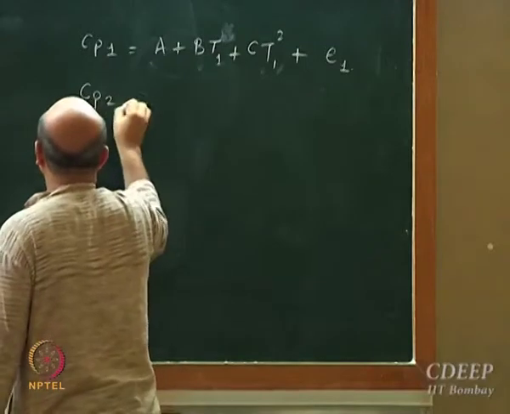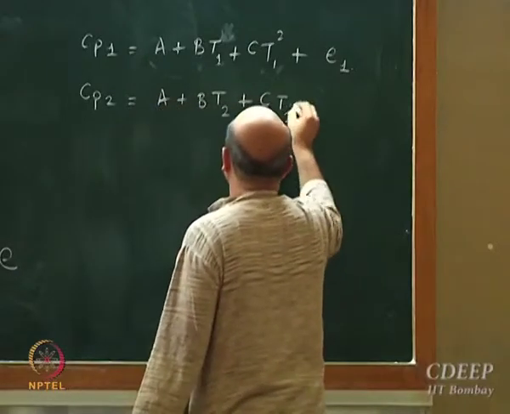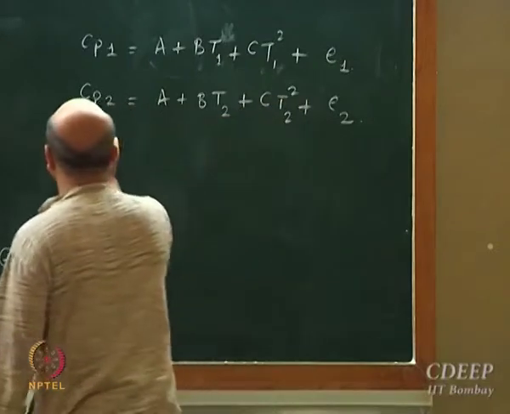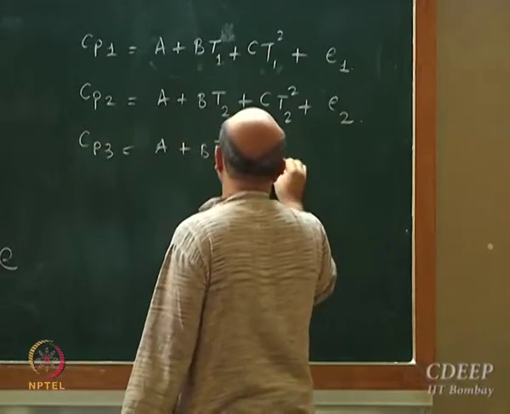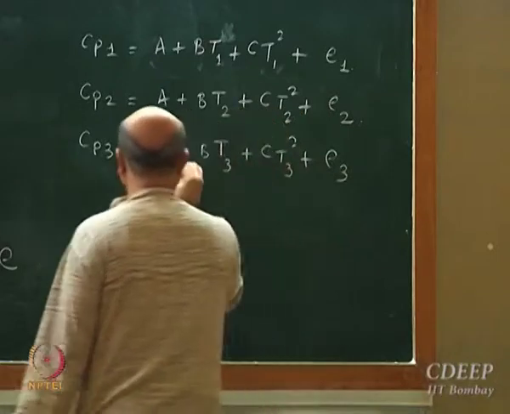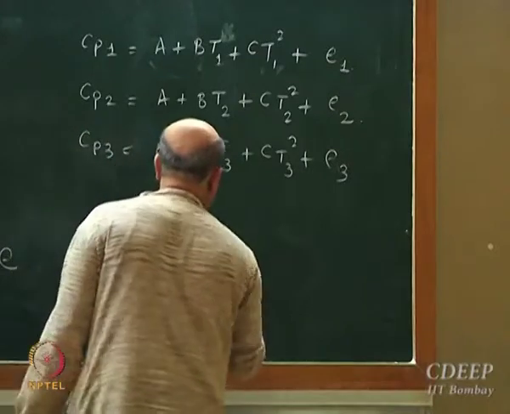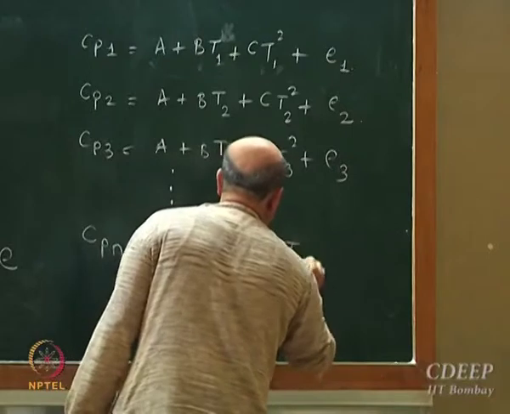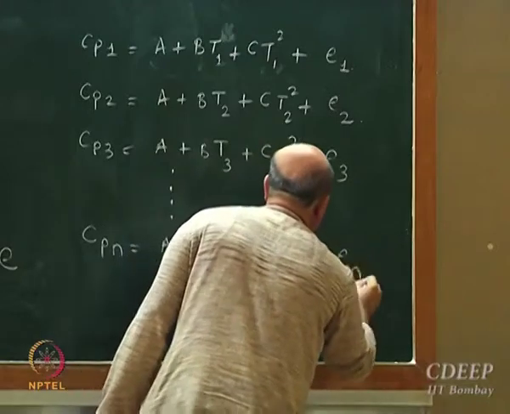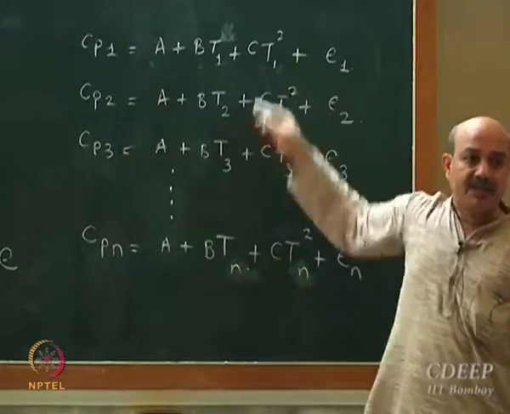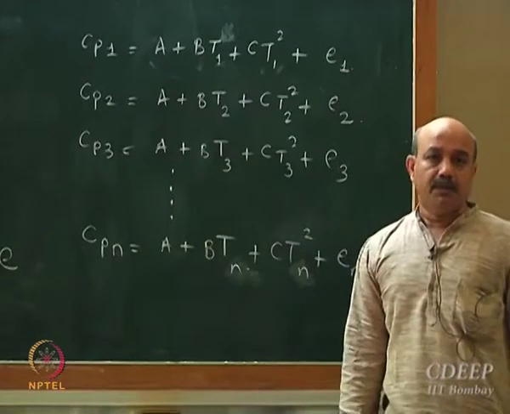So Cp2 is equal to A plus B T2 plus C T2 square plus E2. Cp3 is equal to A plus B T3 plus C T3 square plus E3, and so on. I can write these equations up to Cpn is equal to A plus B Tn plus C Tn square plus En. So these are my equations now. Can I solve these equations? Is there a problem here?